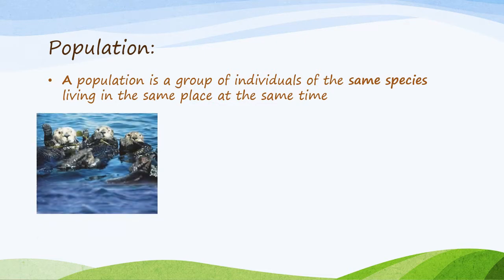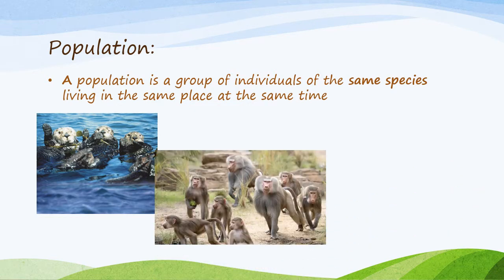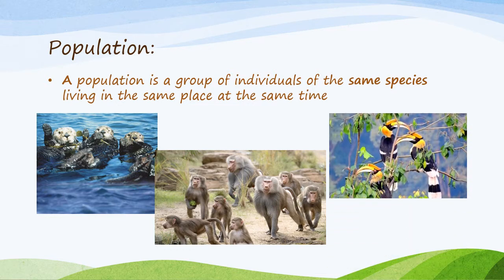Here is a population of sea otters. They're adorable. A population of Hamadryas baboons, only adorable when they want to be. And a population of hornbills. They like to put holes in your shoes.